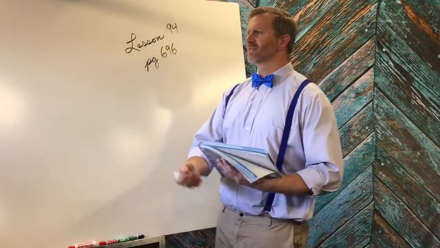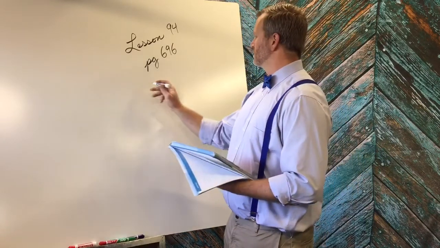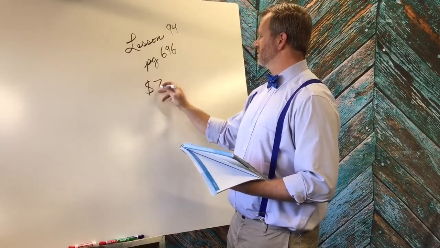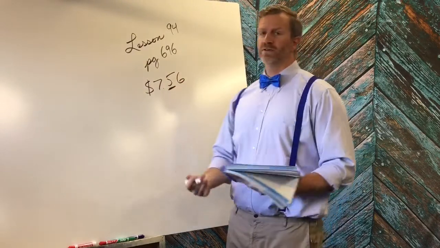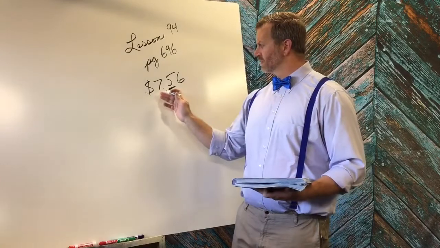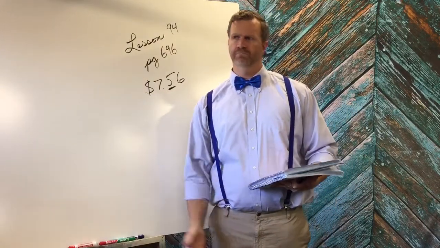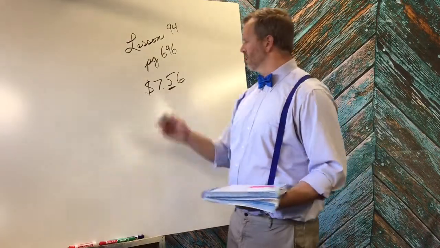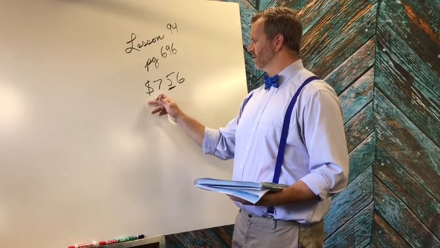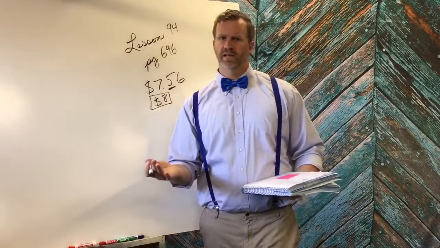Now, if we look at $7.56, all we got to do is look right next to the decimal. So we look just to the right of the decimal. If that number is 5 or more, you round up. That's it. That's the whole lesson. Pretty easy, right? So we're going to round this guy up to 8. It's that easy, right?